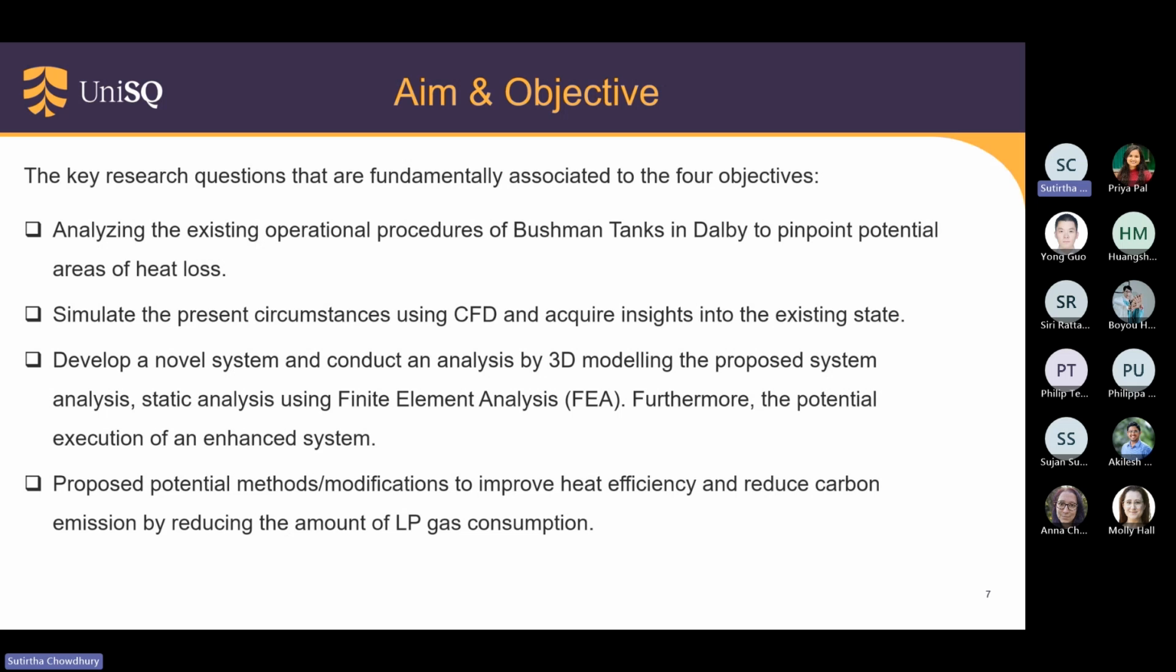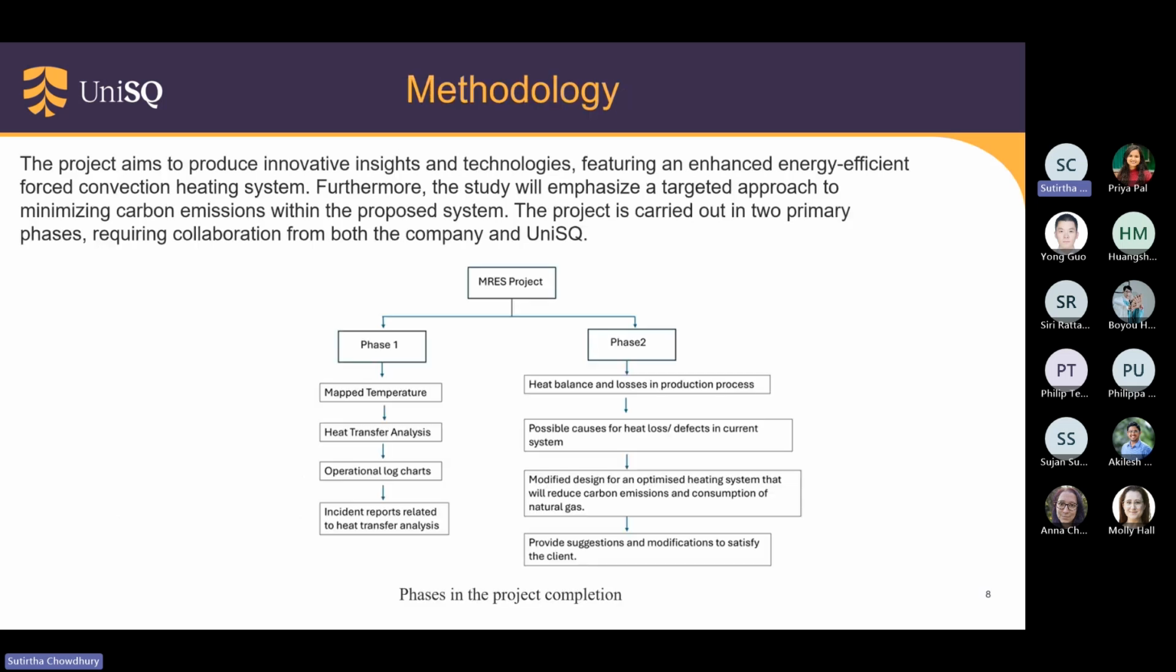At the end, the proposal will be given to the company, where they will see the potential improvements of the methods and modifications to improve the heat efficiency and reduce the carbon emissions by reducing the amount of LP gas consumption. The methodology we are using for this industrial project has two phases.